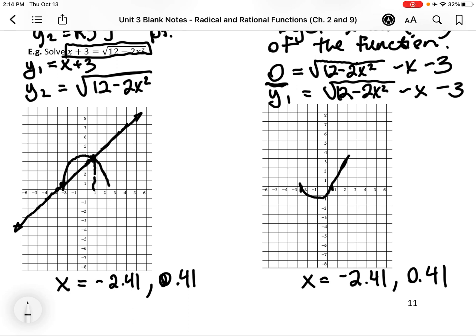I'm just going to turn this into airplane mode so that I don't get alerts on here. Okay.